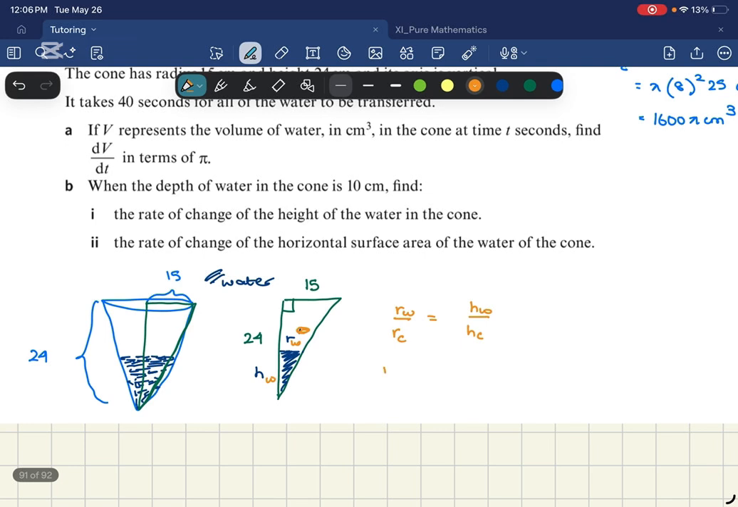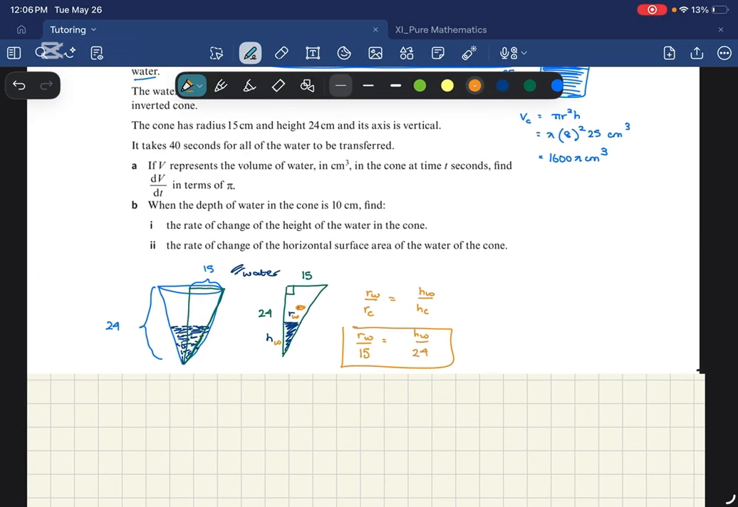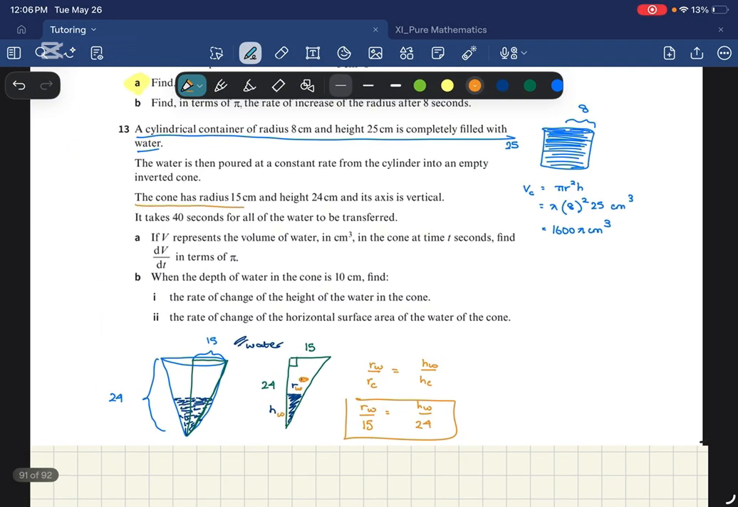So the radius of the cone is 15. Height of water, we don't know. Height of cone is 24. And we will keep this for now. All right, so we have used this piece of information. We have used this piece of information. It takes 40 seconds for all the water to be transferred, and it's being transferred at a constant rate.